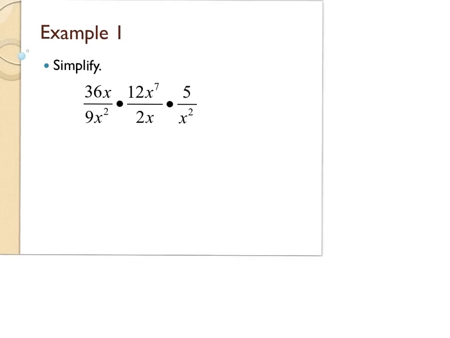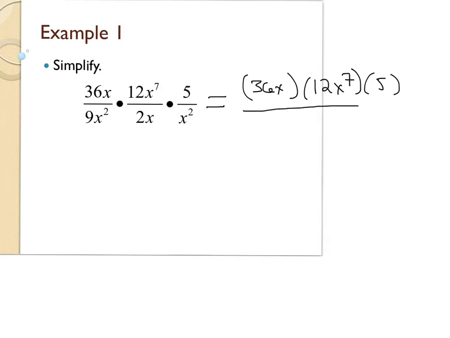Real quick, what I'd like to point out is this is the same as 36x times 12x to the 7th times 5 all over 9x squared times 2x times x squared. These are the exact same thing. And these guys, we could look at them as all factors, okay? And so it doesn't matter how I reduce, but I look for common variables and common factors within the numbers that allow me to reduce.